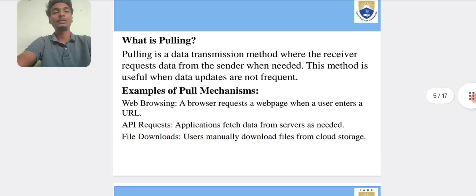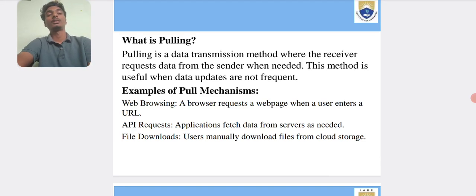And coming to what is pulling. Pulling is a data transmission method where the receiver requests data from the sender when needed. This method is useful when the data updates are not frequent. Examples of pull mechanisms: web browsing, where a browser requests a web page when a user enters a URL; API requests, where applications fetch data from the server as needed; and file downloads, where users manually download files from cloud storage.